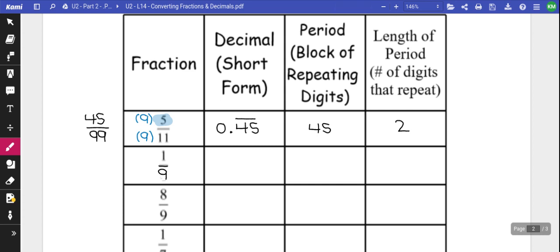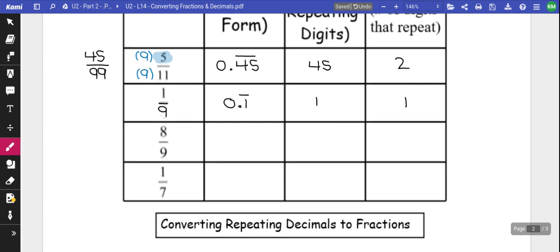What is 1 divided by 9? 0.1 repeating. Which number repeated? So the period or the block of repeating digits was just the 1, and there was just 1 digit that repeated over and over and over again. Okay, what about 8 over 9? Good, 0.8 repeating. And the thing that repeated was the 8, and it was just 1 digit long.